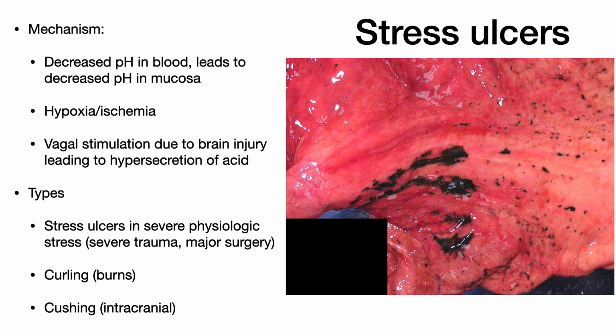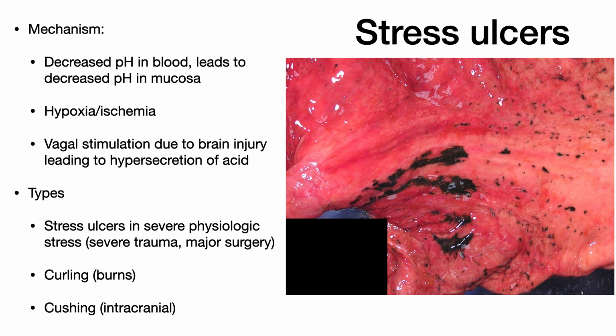This will go along the lines with the hemorrhagic gastropathy, I think, or that spectrum, what are called stress ulcers. If you have a decreased pH in the blood, so more acidic, then that's going to lead to a decreased pH in the mucosa, which is not good. Hypoxia, ischemia, remember ischemia will directly damage the cells, obviously. And then vagal stimulation due to a brain injury can lead to hypersecretion of acid. And so these are not peptic ulcers, as we'll talk about, with those being a chronic complication of chronic gastritis.